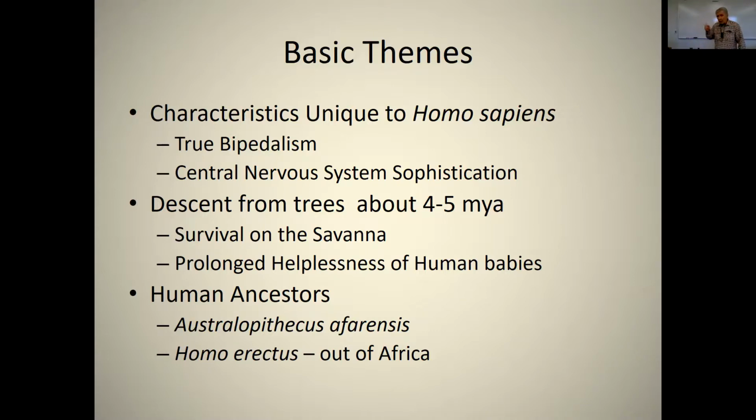And then central nervous system sophisticated. So that's why we're the wise man. We have a more sophisticated central nervous system than the other primates. We're smarter than they are. I think so. And so that's two really unique characteristics of Homo sapiens. All right. Descent from trees about 4 to 5 million years ago. So we were arboreal, just like some of our close relatives are now.